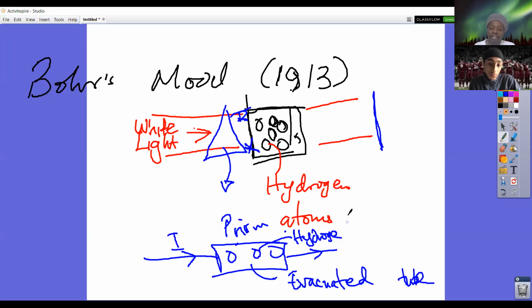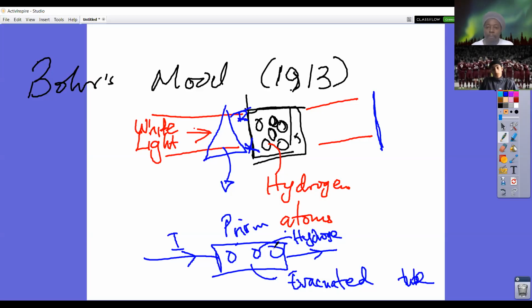If I change the gas and I put helium in here, I'm going to get different colors produced. If I take another gas like neon and I put it in here as well, I get different colors being produced. So Ernest Rutherford's model couldn't explain why we get the different colors. Why are we getting these different colors? And this is where Bohr's model came into play.